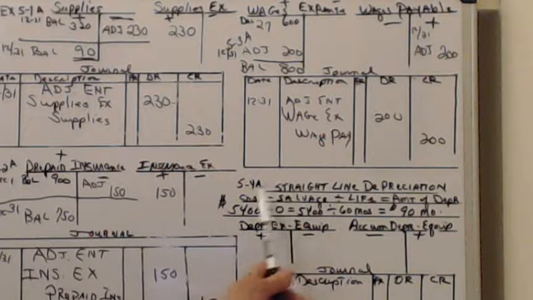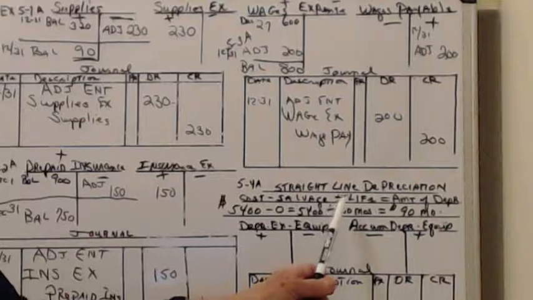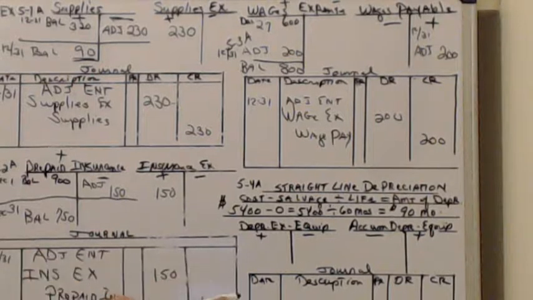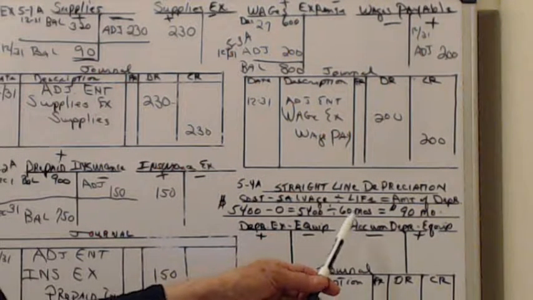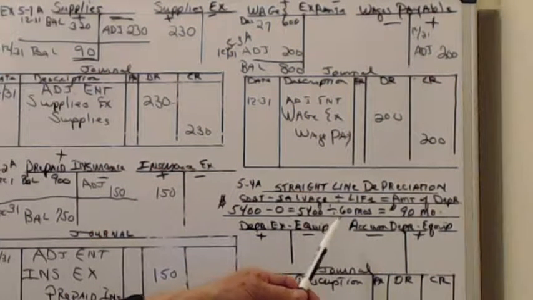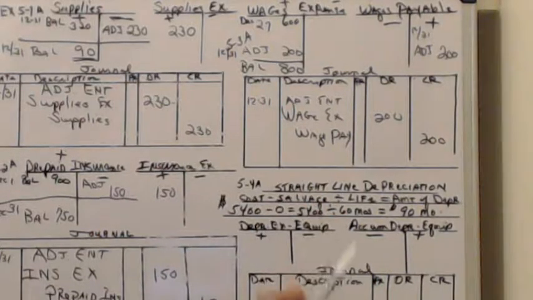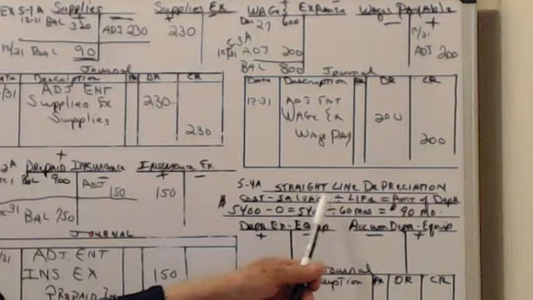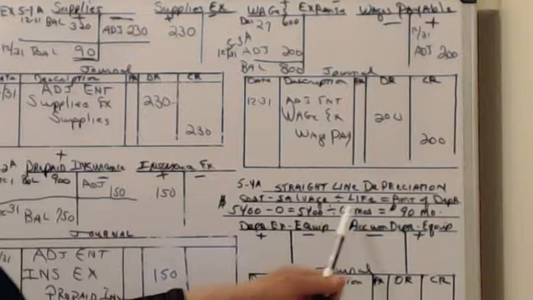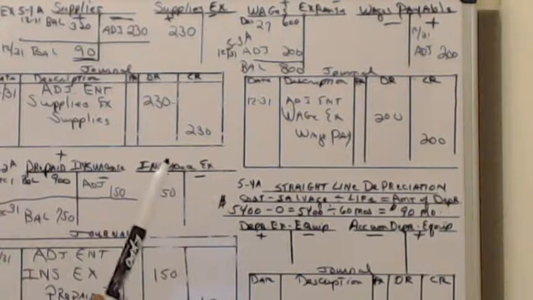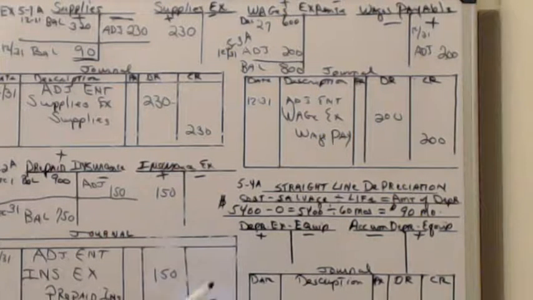Then we still have the formula here: cost minus salvage divided by the life. Your textbook is going to tell you how long the equipment is going to last till it's not good anymore. And it said it's going to last for 5 years, or 60 months. 5 times 12 is 60. So since I want to know how much it depreciated for 1 month, I'm going to divide 60 into 5,400, and it's going to come out to $90 a month. So that piece of equipment loses $90 in value every month.